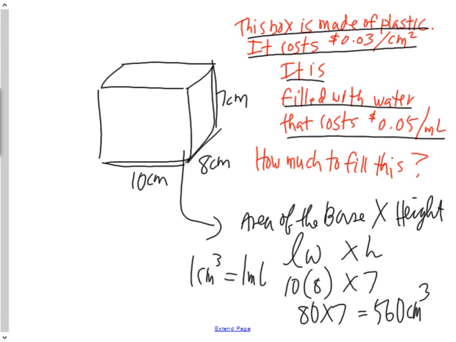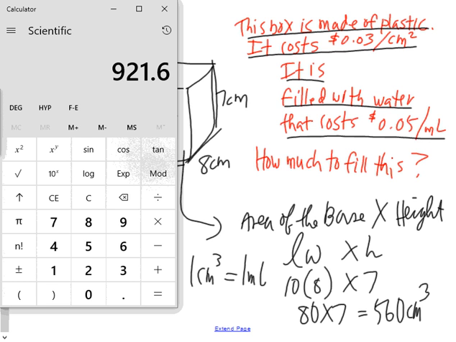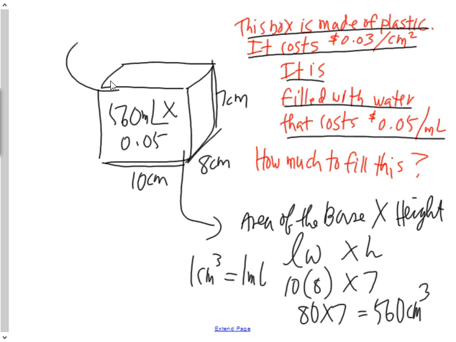So therefore, if there's 560 milliliters in this particular box capacity, and each of those milliliters is 5 cents, then taking my 560 milliliters multiplied by a nickel a milliliter, it will cost me $28. Therefore, it will be $28 to fill this box.